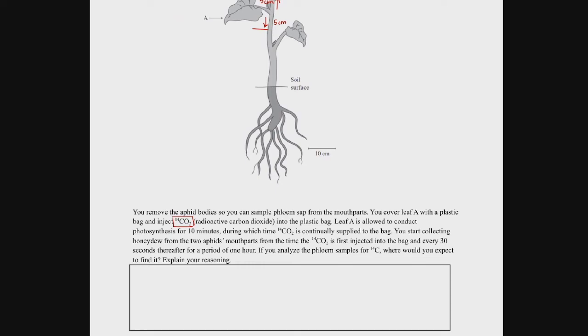I'm also going to add in this, though it's not written, that I am just going to be humane and not use the same aphid to shove into a plant every 30 seconds for an hour. I'm going to find a nice hungry swarm and feed them each nicely individually. Anyway, so where would you expect to find that radioactive labeled carbon? Oh yeah, sorry, I didn't see that chat for the link again. Sending it now.